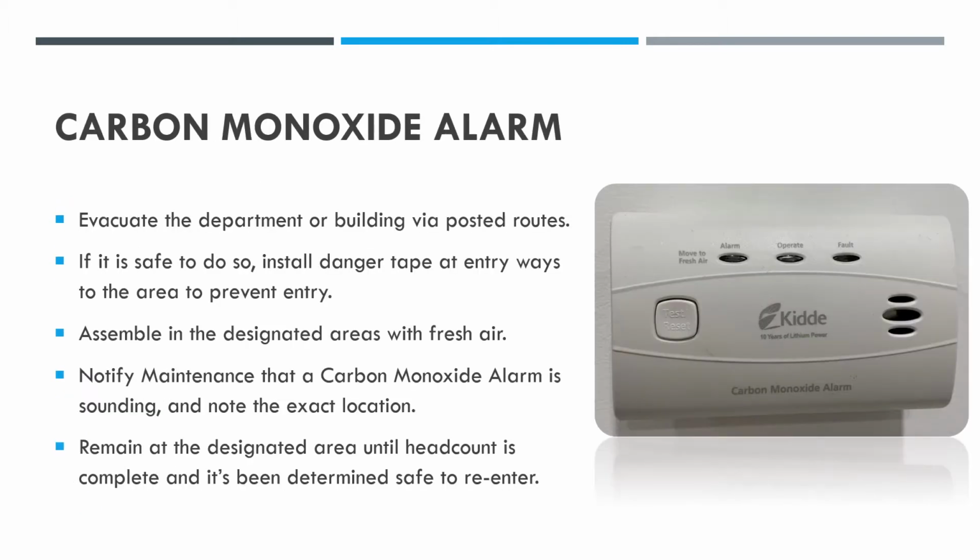If you hear the carbon monoxide alarm, follow this procedure. Evacuate the department or building via posted routes. If it is safe to do so, install danger tape at entryways to the area to prevent entry. Assemble in the designated areas with fresh air. Notify maintenance that a carbon monoxide alarm is sounding and note the exact location. Remain at the designated area until head count is complete and it's been determined safe to re-enter.